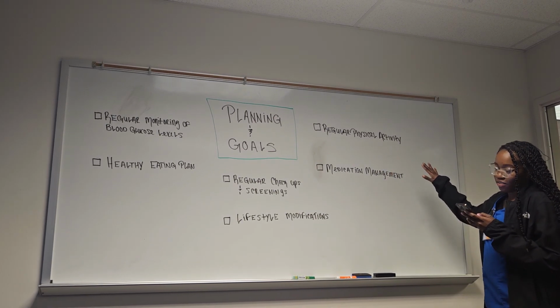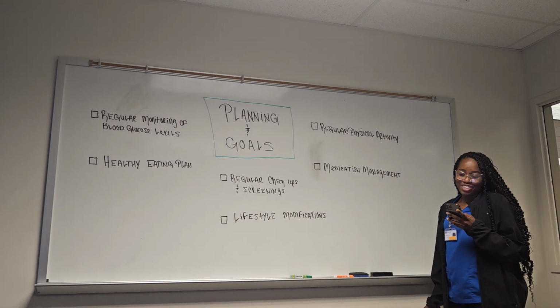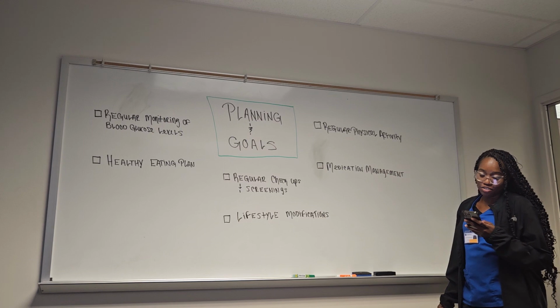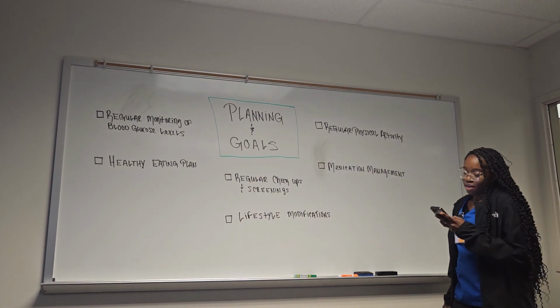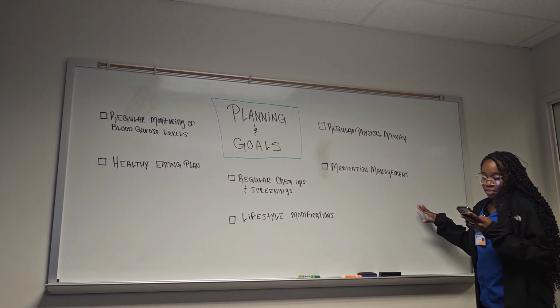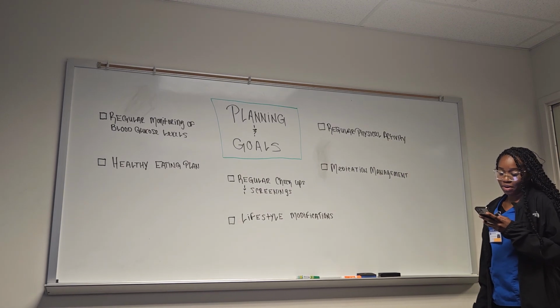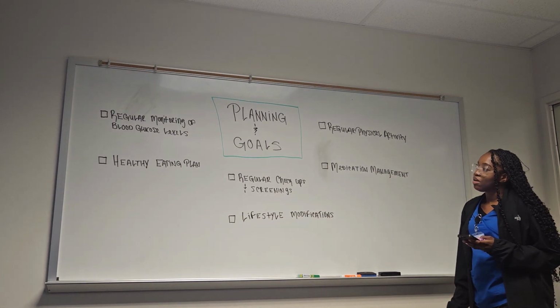Regular physical activity would be a goal. You should engage in regular activity to help manage blood glucose levels and improve overall health. Exercise can also help with weight management, which is important for managing type 2 diabetes. Next would be a goal of medication management. You may need to take medications to manage your blood glucose levels, which includes oral medications or injections.